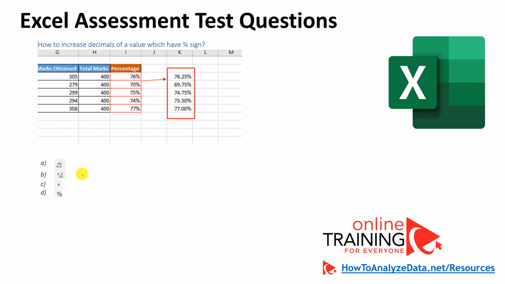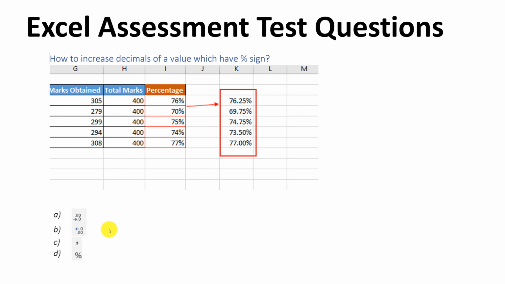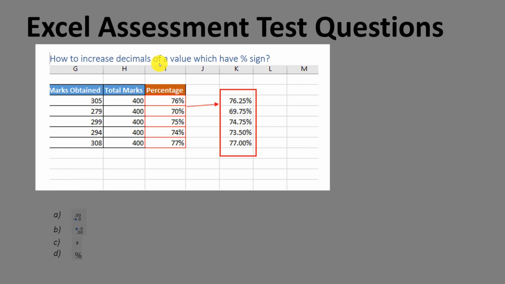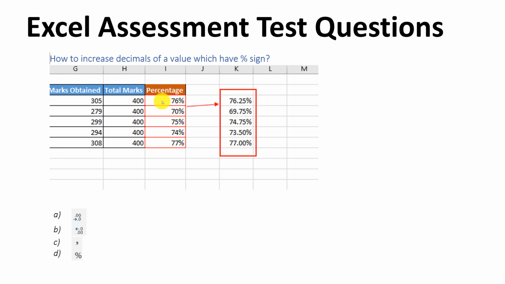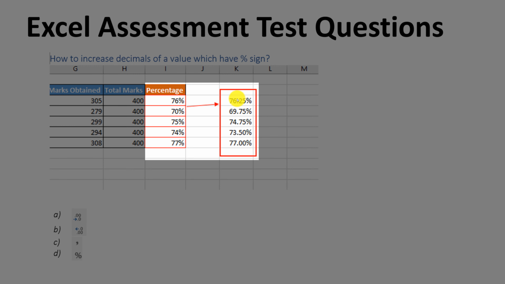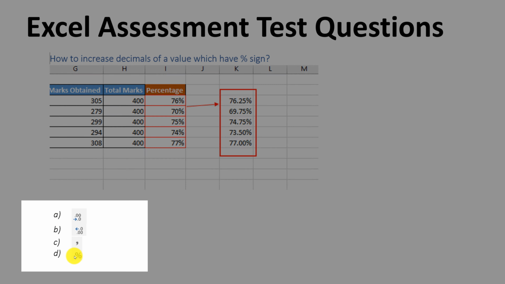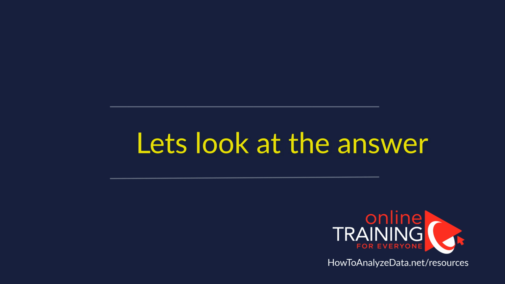Very often during an Excel assessment test, you might be tested on how well you know Excel formatting. One of the questions we see on the screen is in a similar category: how to increase decimals of a value which has a percentage sign. And there are choices presented for you and an explanation of what exactly you're looking to accomplish. For example, you need to go from 76% to 76.25, from 70 after rounding to 69.75, and etc. And there are 4 choices presented. So which one would you choose?